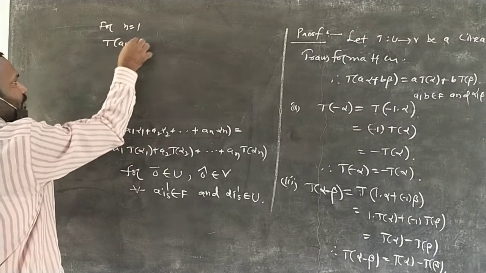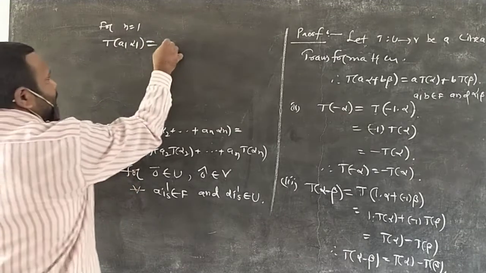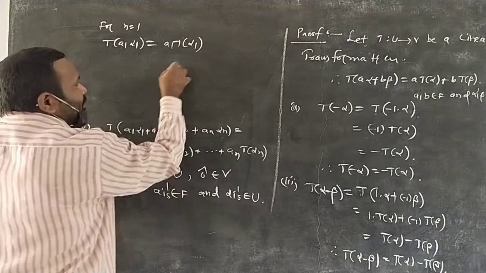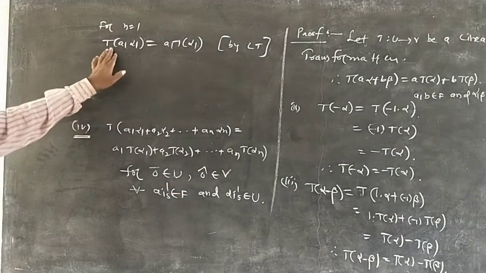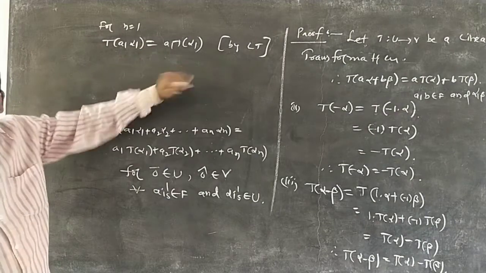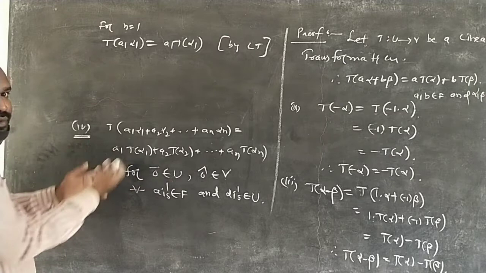T of a1 alpha 1. T of a1 alpha 1 can be written as a1 into T of alpha 1 by the definition of linear transformation. And for n equal to 1, the given statement is true.